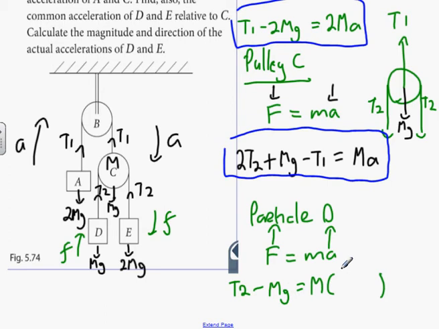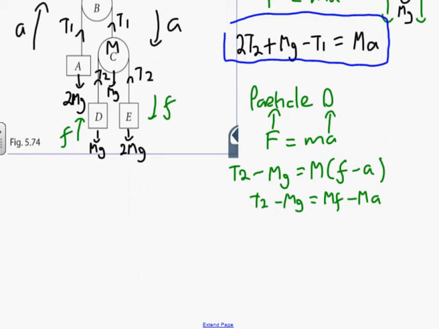Its acceleration. Now, upwards, you're going to start off with its upward acceleration minus its downward. F minus A. That's excellent, lads. Right? That's really good. F minus A. Multiply it out. T2 minus mg equals mf minus ma. And now particle D is done. Once again, quick circle of your work and move on.